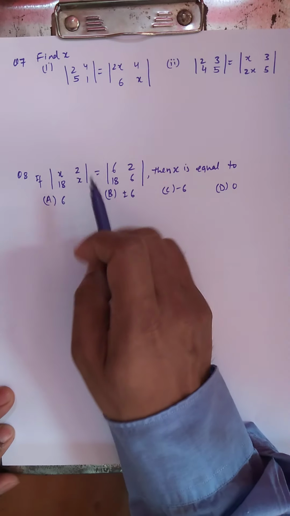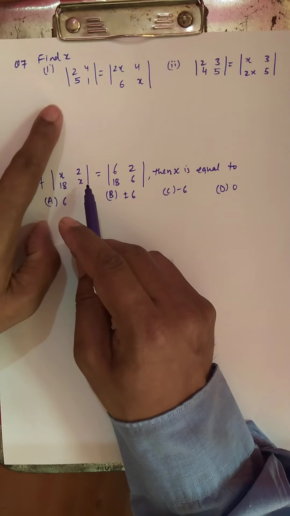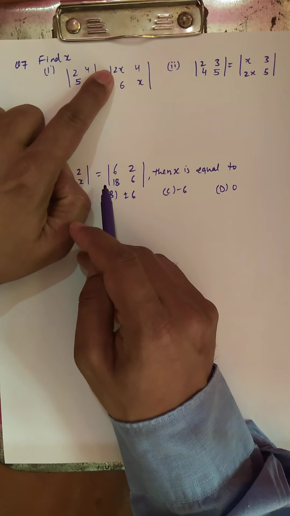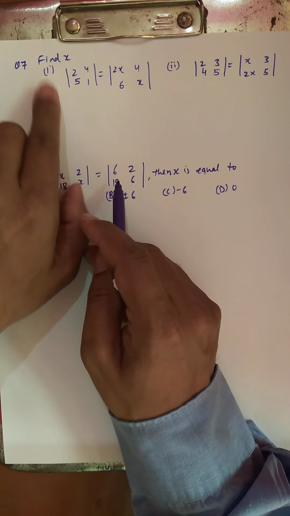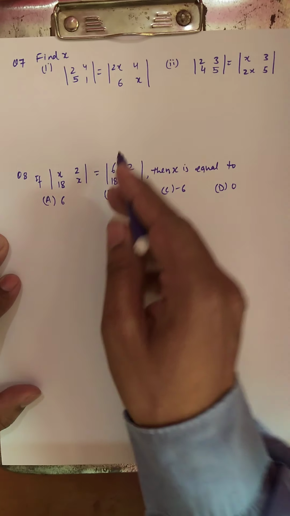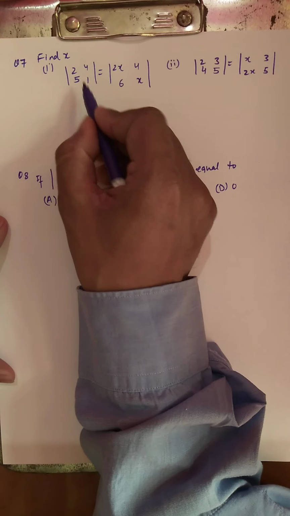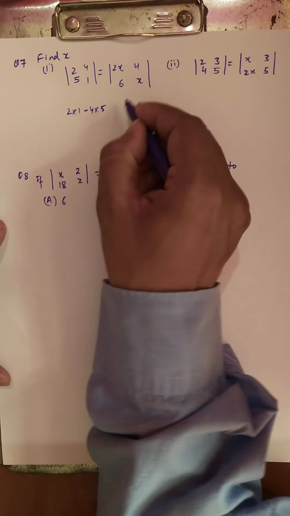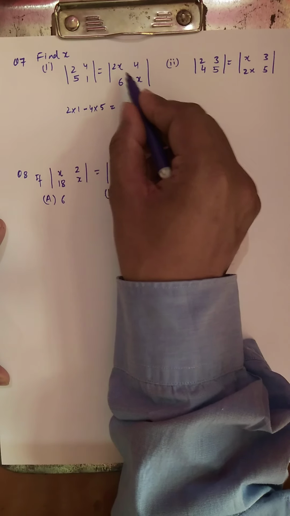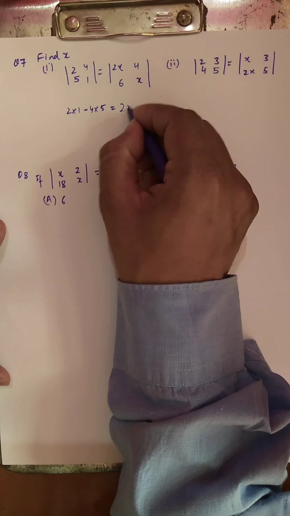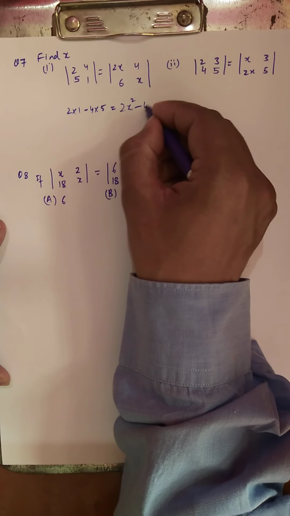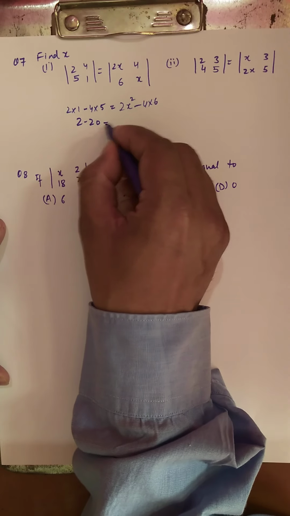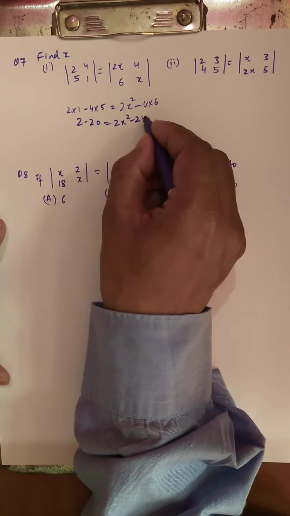Now come to question number 7. The first part is, this is the determinant 2, 5, 4, 1 and this is 2x, 6, 4x. You have to find x in this equation. So solve this determinant. This is 2 into 1 minus 4 into 5, as we have already done this way, and 2x into x, this will be 2x square, and 4 into 6. So this is 2, this is 20, this is 2x square, this is 24.